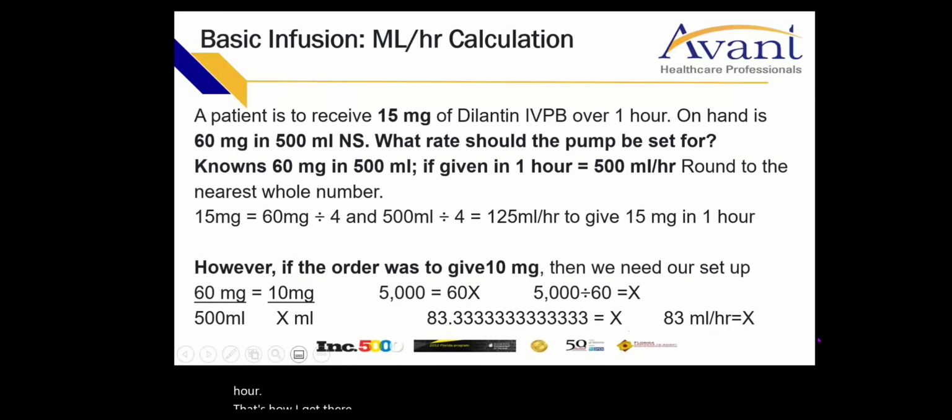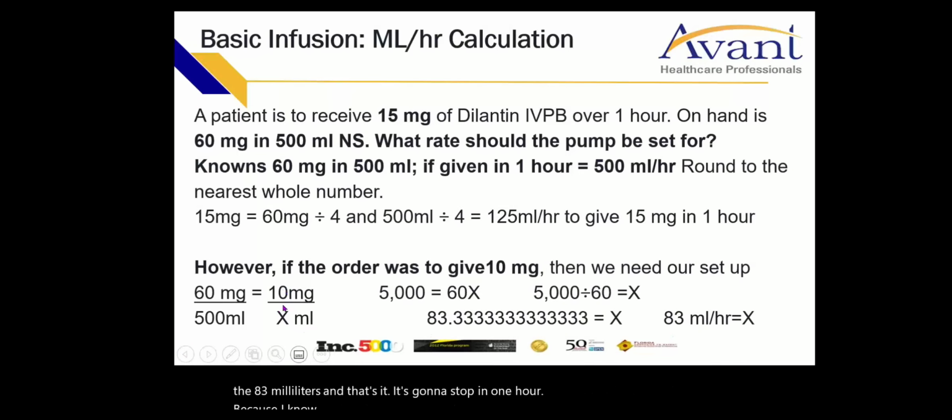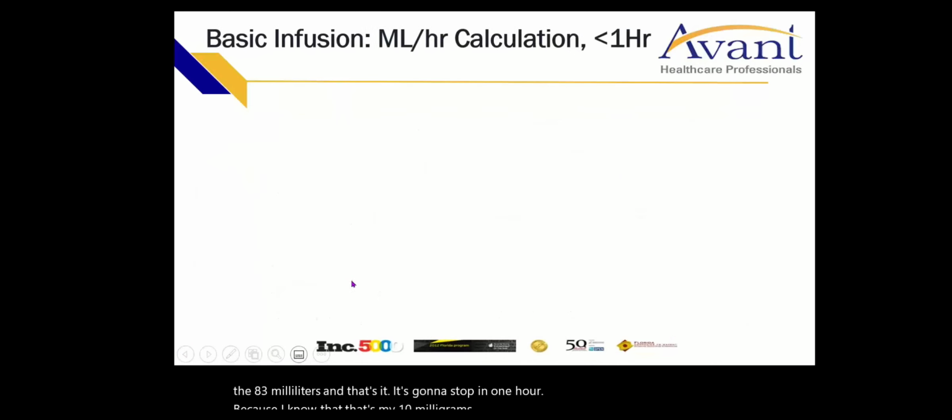So I know that I'm giving the right amount, because in 1 hour, it's going to stop. I'm going to set it for 83 milliliters per hour, and I'm going to have the volume to be infused be the 83 milliliters. And that's it. It's going to stop in 1 hour, because I know that that's my 10 milligrams. All right.